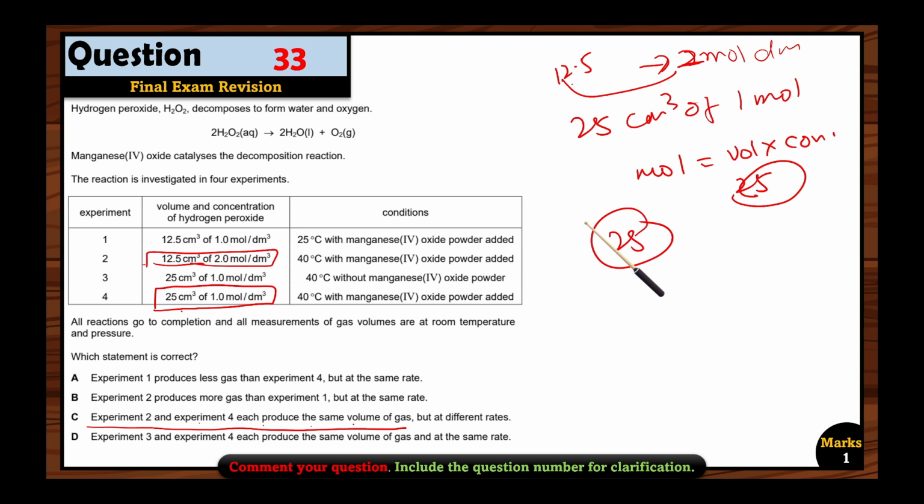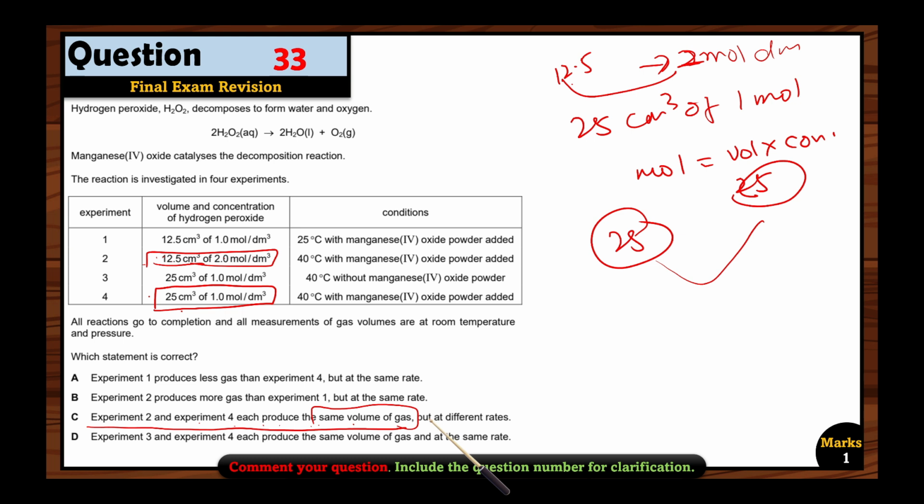What does it mean? It means that the same volume of the gas will be produced, because the moles are the same for both the reactants, right? Because in one the volume is less but the concentration is double. Here the volume is double but the concentration is half, so the number of moles is the same. So this option is right. Experiment 2 and experiment 4 each produce the same volume of gas.